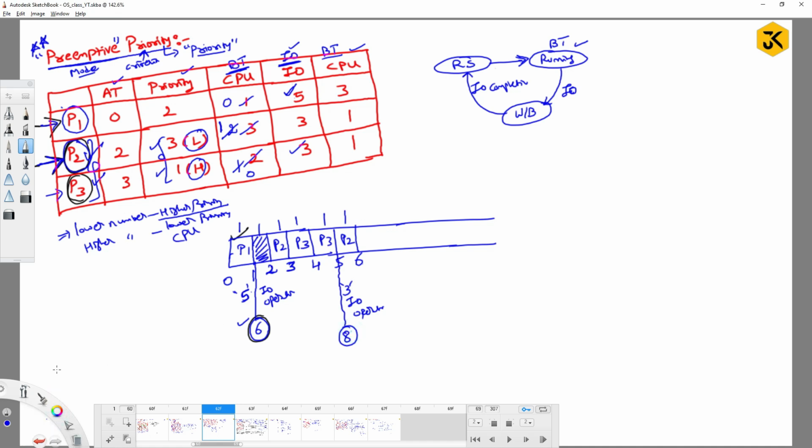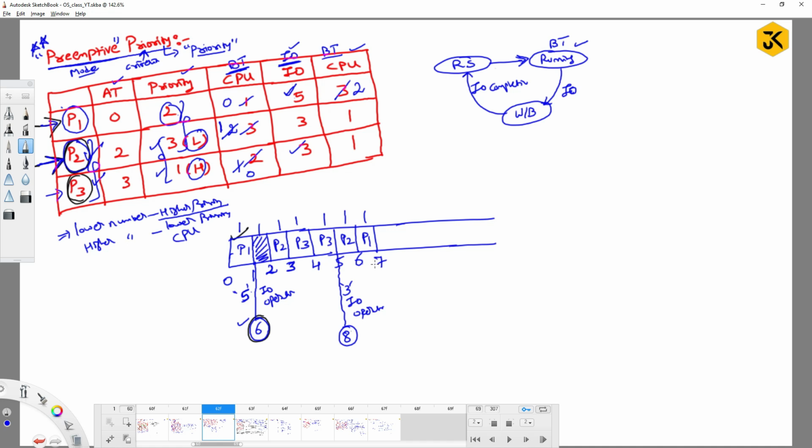As P1 and P2 both are available, which one will get the highest precedence? Highest precedence will be given to the lower number. Lower number is 2 here. Which means P1 gets the chance for 1 unit of time. It will be done by 7, so left with 2 units.